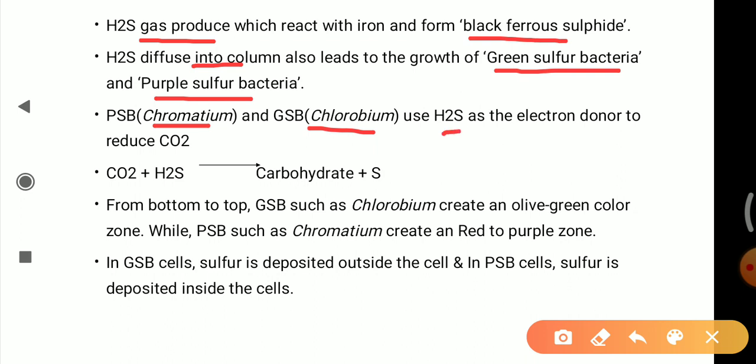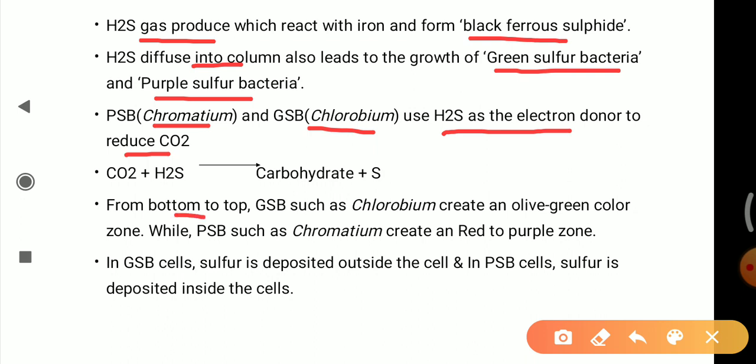They use H2S as an electron donor to reduce carbon dioxide. Purple sulfur bacteria and green sulfur bacteria use the H2S that has diffused in the column as an electron donor to reduce carbon dioxide. Now, carbon dioxide plus H2S will form carbohydrate and liberate sulfur.